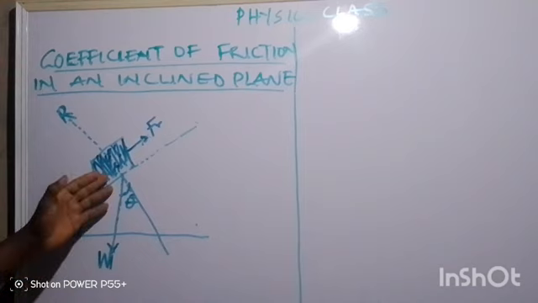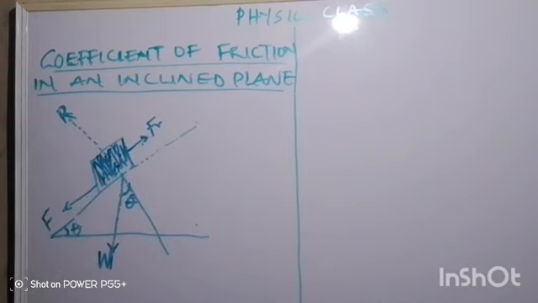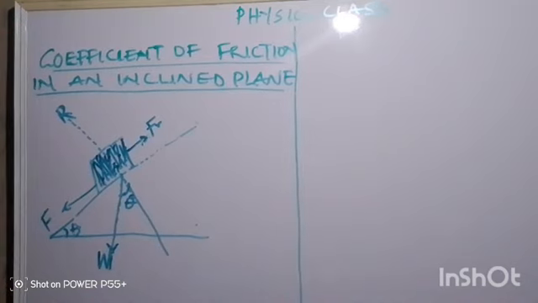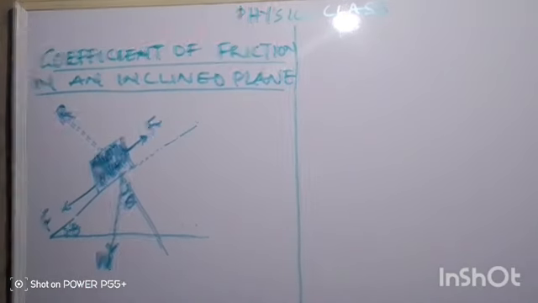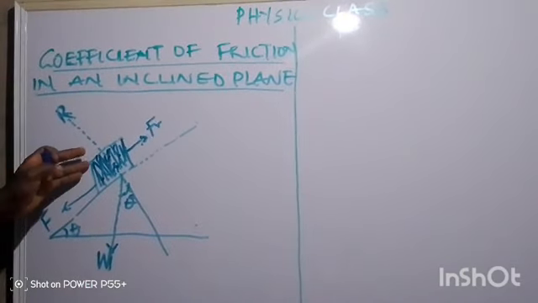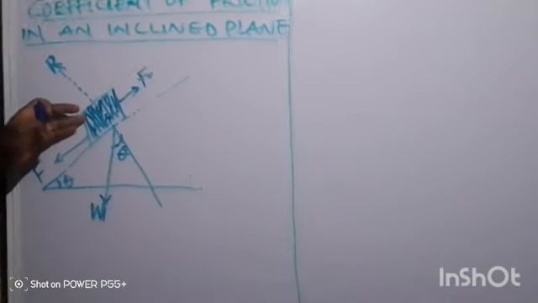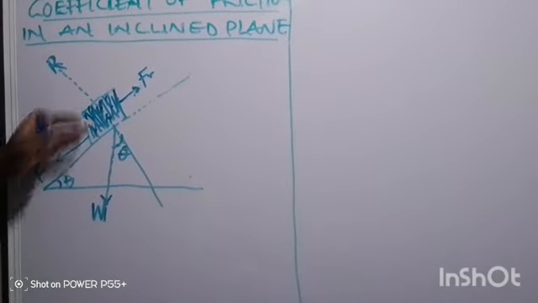Let's say this body now wants to be in equilibrium. Then what are the vectors of these coefficients of friction on the body? We need to derive some formula to solve problems on this topic. Now, let's look at this body placed on this inclined plane.